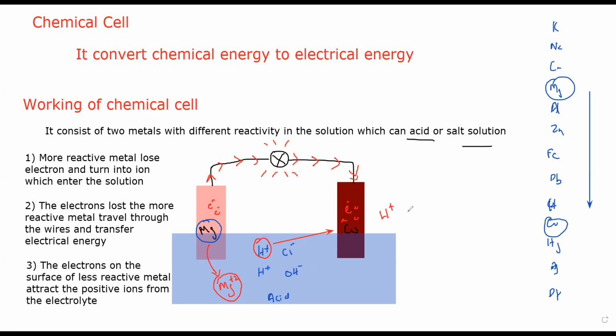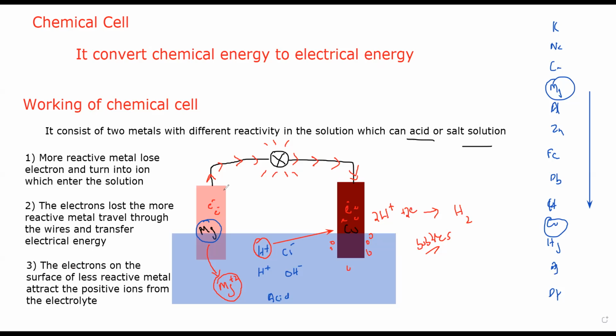Hydrogen ions will take an electron and turn into a hydrogen atom. But when two hydrogen ions are there, they will take two electrons and form hydrogen gas. When hydrogen gas is there, we will see bubbles. So we'll see bubbles on the less reactive electrode side, and the size of the more reactive electrode will decrease.